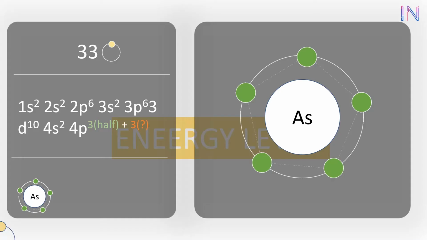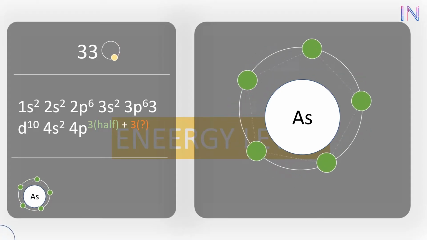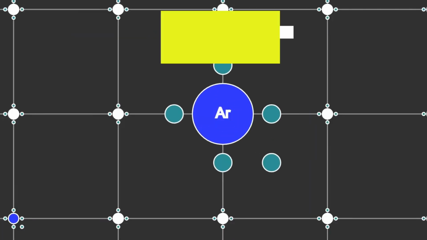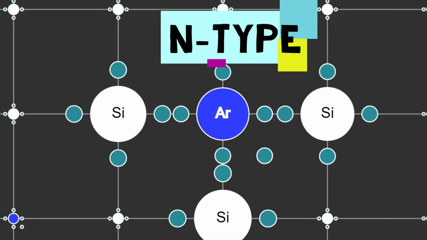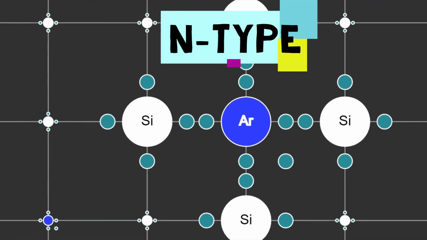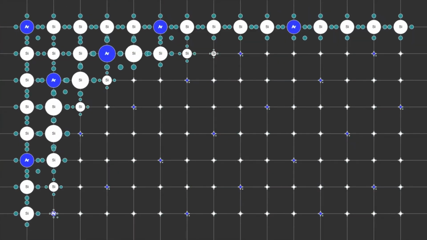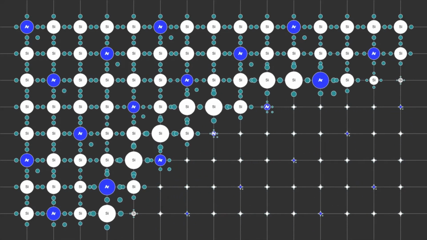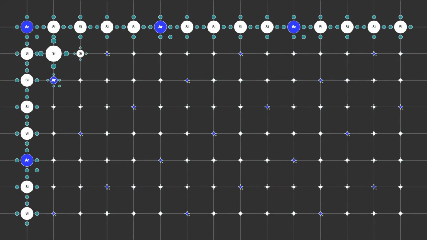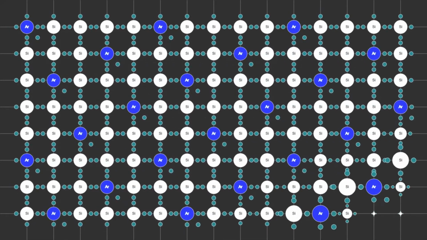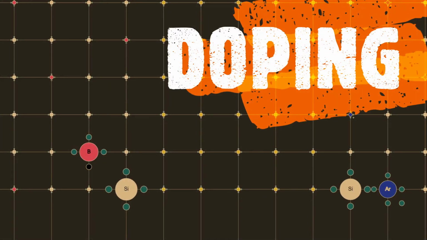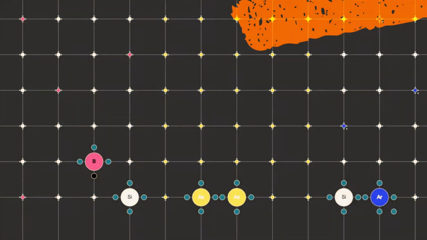Similarly, arsenic has 5 valence electrons and forms a structure like this, leaving 1 electron free in the lattice. This is called an n-type semiconductor. The introduction of impurities, in our case boron and arsenic, into a semiconductor crystal is called doping. Of course, the conductivity of the semiconductor changes due to doping.